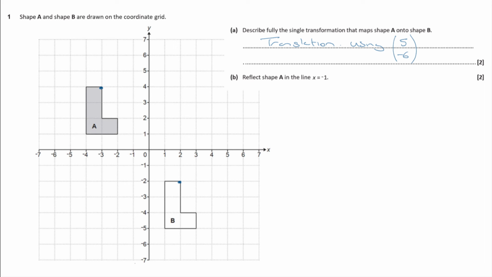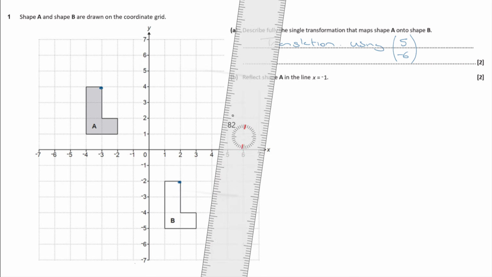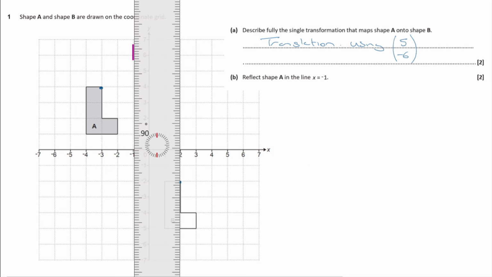Now the other one says reflect shape A in the line x equals -1. So we need to draw on the mirror line first, don't we? So x equals -1 is our mirror line. So drawing on our mirror line, there, look.